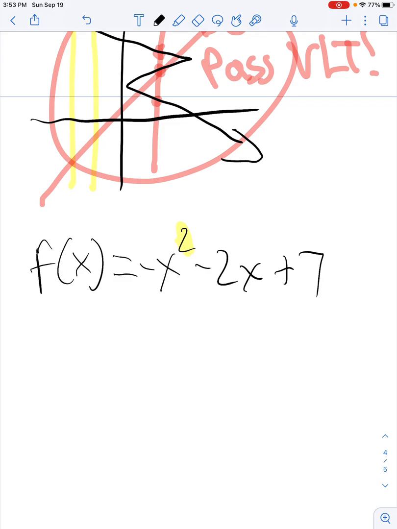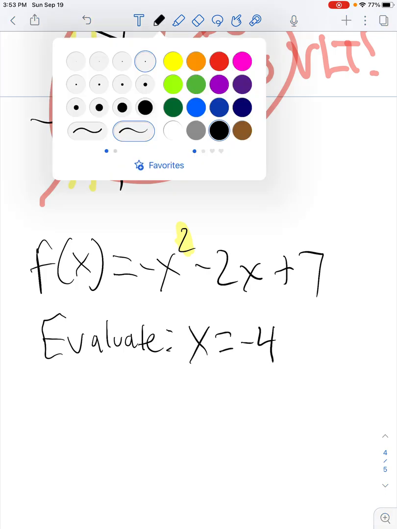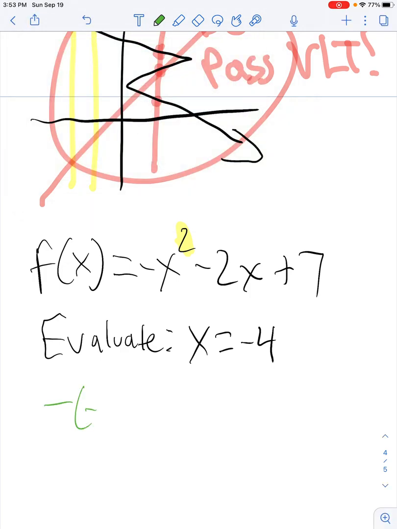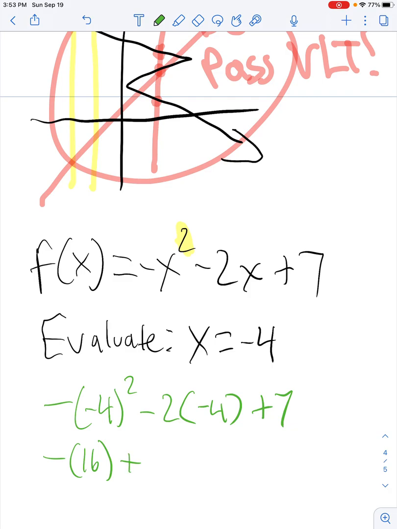And then if I wanted to evaluate this, okay, so this is a function, but I want to evaluate at x equals -4. So every time I see an x, I'm going to rewrite my problem and plug in a -4. So -4 squared minus 2 multiplied by -4 plus 7. So this is -4 squared, -4 times -4, positive 16. -2 multiplied by -4 is positive 8. And then I'm also left with plus 7.